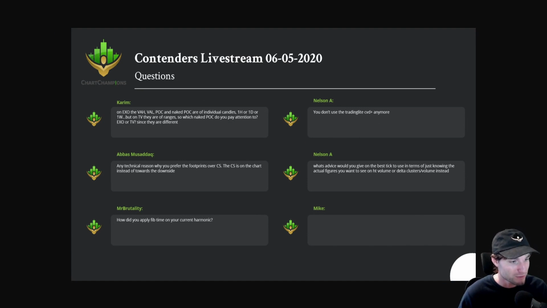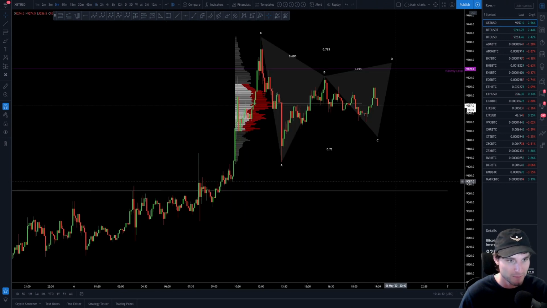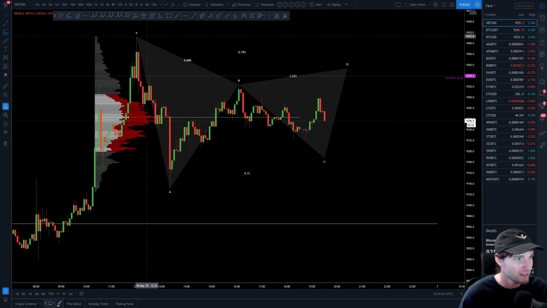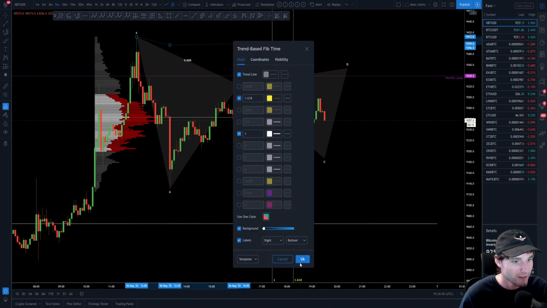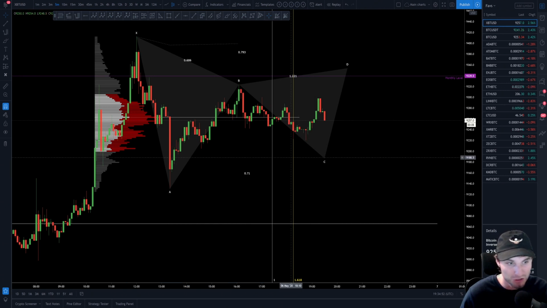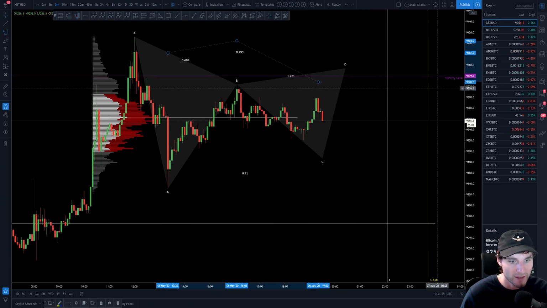How did you apply fib time on your current harmonic? So on this one, I was looking at this. Well, again, it might not play out, but I was looking at it like this. Yeah, this has gone on too long. 100% this has gone on too long. But I was originally looking at this from A to B, and looking between here and here. But we can clearly see it's gone on too long. And then for this last leg, I'd have been going from here to here, and wherever the bottom came in, and again looking for the one-to-one.